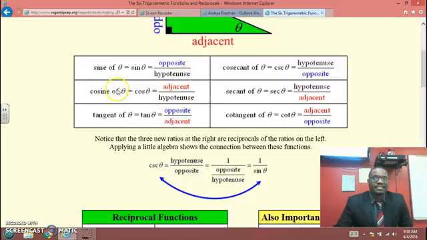The idea is basically that some of these are actually useful. It helps you determine if you're going to have to multiply once you do your trig ratio or if you're going to have to divide. These are the 3-letter representations. It says, notice that the 3 new ratios at the right are the reciprocals of those on the left. A reciprocal means you flipped a fraction. Notice that these are all reciprocals, right? That's why they call them reciprocal functions.